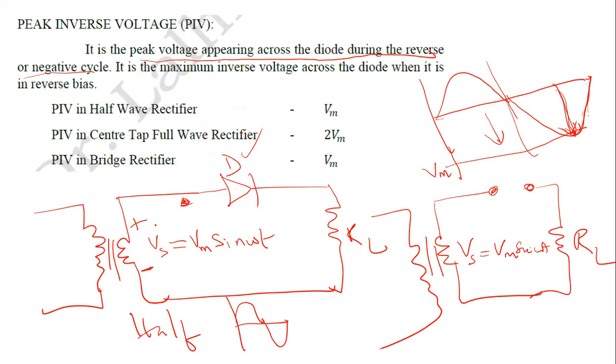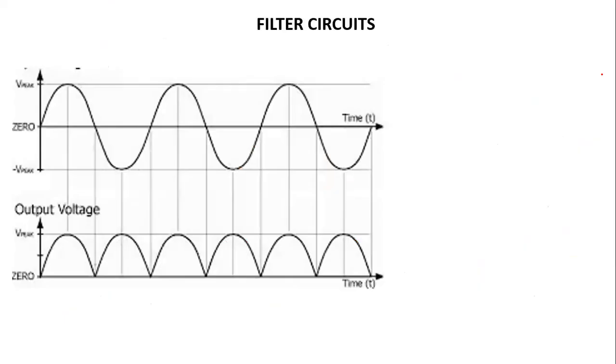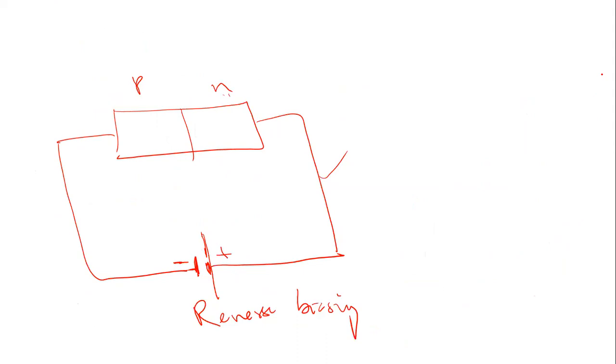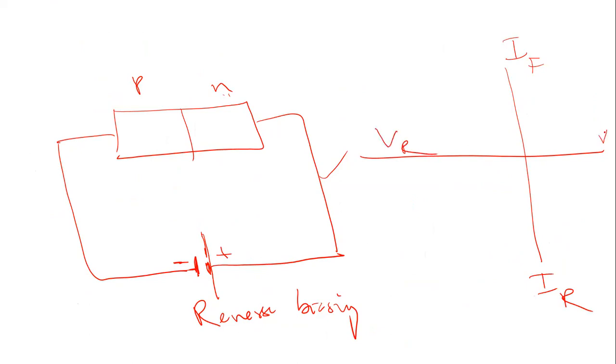Under this negative cycle, this diode D will be under reverse bias, right? And the voltage appearing across this diode is increasing and decreasing like this. So this is your forward current, this is your reverse current, this is the reverse voltage, this is the forward voltage. The forward side we already explained, and on the reverse side it allows only microampere current, that is, very small current.